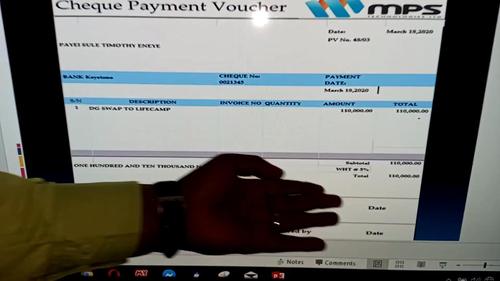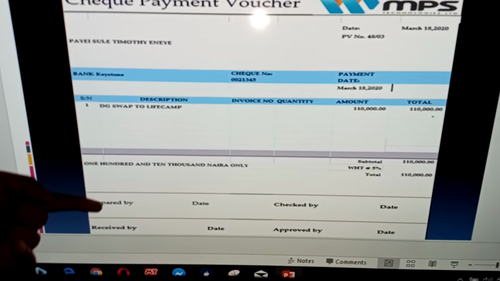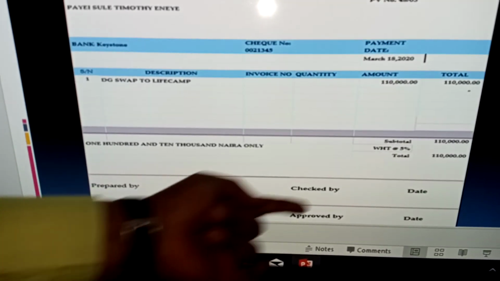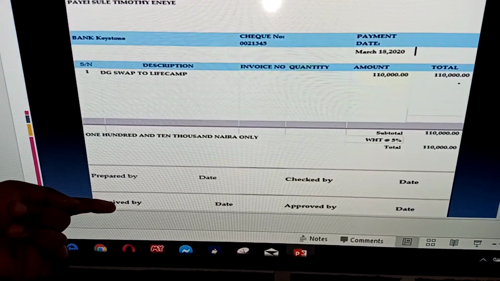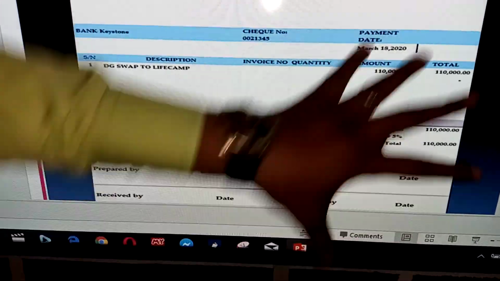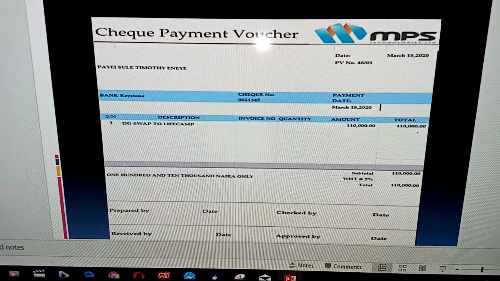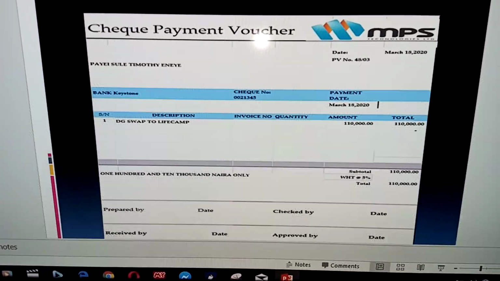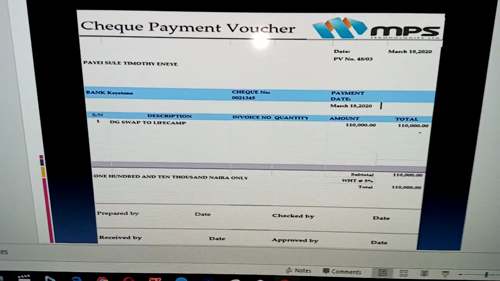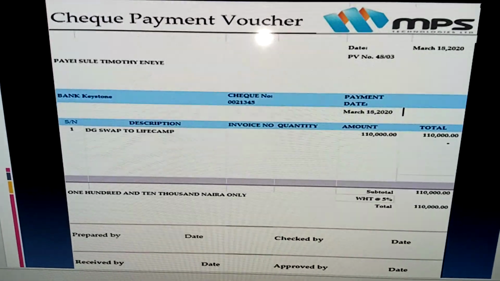So we see the total amount, and then we see the name of the person that prepared it, the date, the person that checked it, the date, the person that received it, the date, the person that approved it, the date. So these are the contents of a check payment voucher. Get familiar with the content.